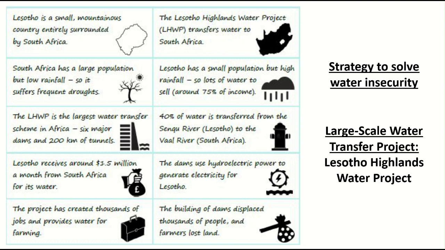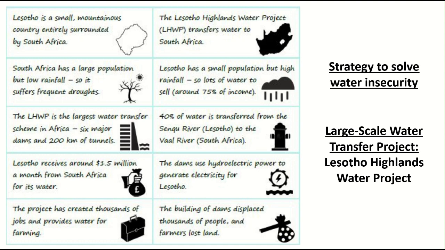Now, if you look at the information on the left-hand side of the video here, you can see that South Africa has a really large population and really low water. It has frequent droughts. It is in water deficit. And Lesotho has quite a lot. So what they did was they built a load of dams, and they then transferred that water from the area of surplus in Lesotho to the area of deficit in South Africa, from the Sengu River in Lesotho to the Vaal River in South Africa.